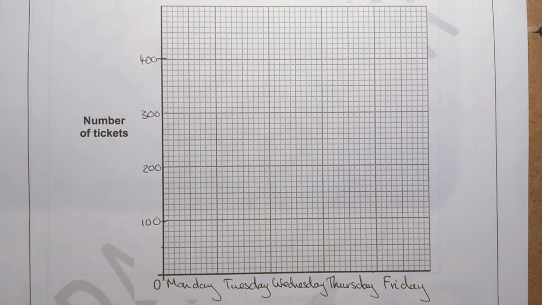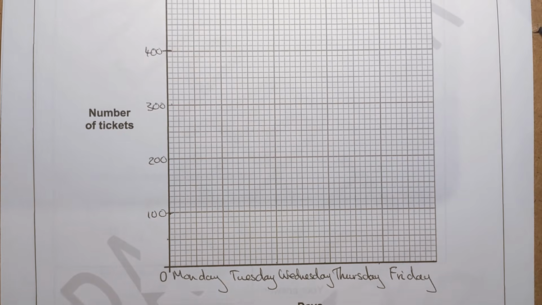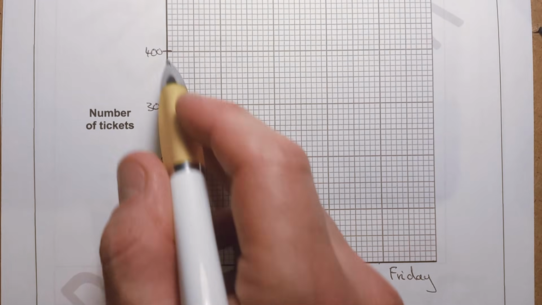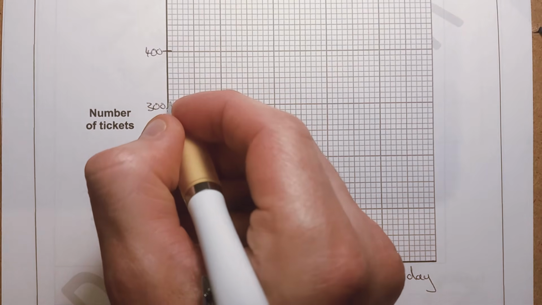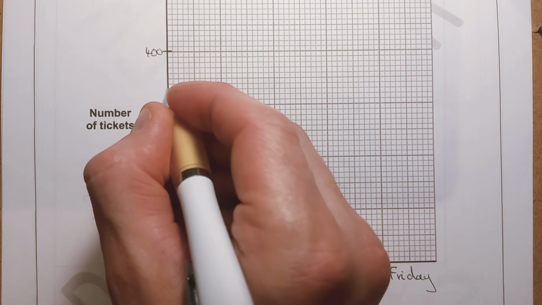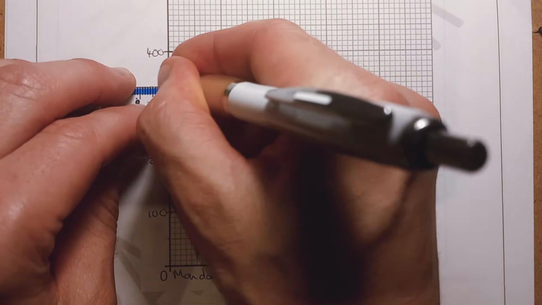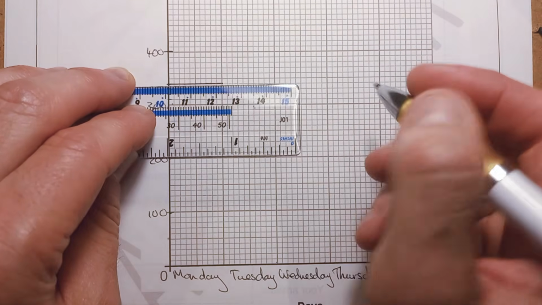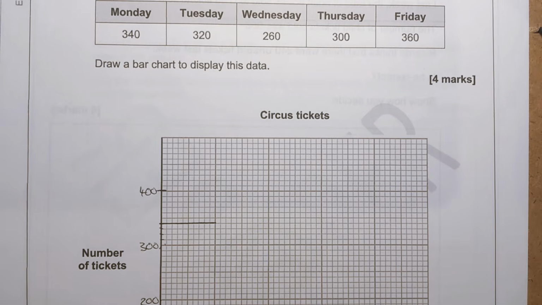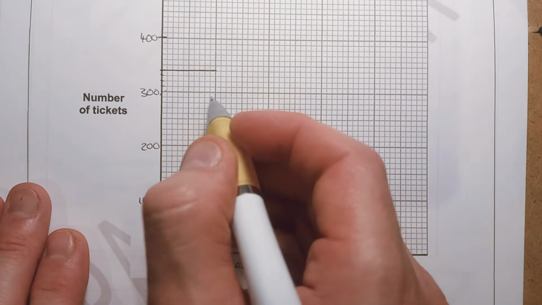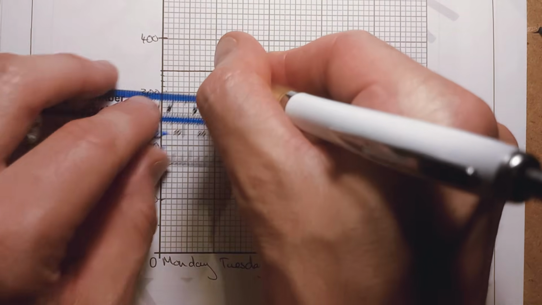Now we've got to mark the tops of the bars. So for Monday there were 340. So here's 300. Here's 400. We've got 10 boxes, so each of these is going to be worth 10. So 310, 320, 330, 340. Now you don't have to have your bars going all the way across, but I am because I think that's easier. It saves time. For Tuesday, we want 320. So 300 was here. This is our Tuesday. 310, 320.